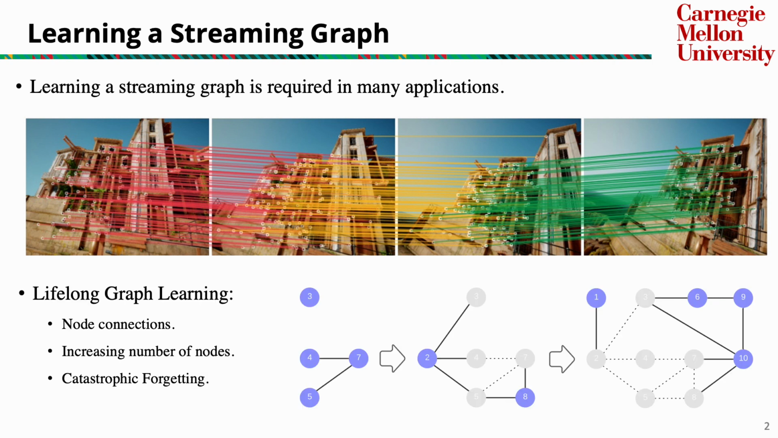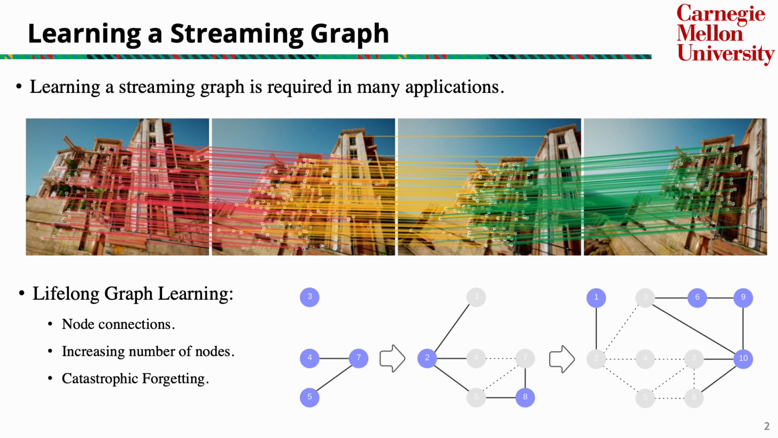In this work, we focus on the problem of lifelong graph learning, which aims to learn a streaming or growing graph. Intuitively, one of the main challenges of lifelong graph learning is the increasing number of nodes in the graph. This is because, in each time step, we are only able to obtain a small set of nodes, while all the nodes presented to the model in previous time steps are unavailable due to many reasons, such as limited memory.